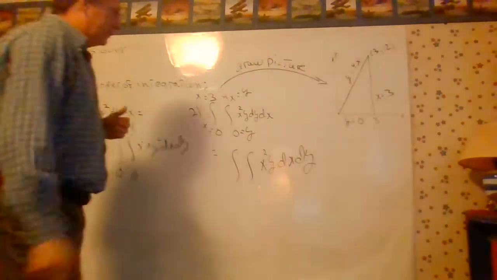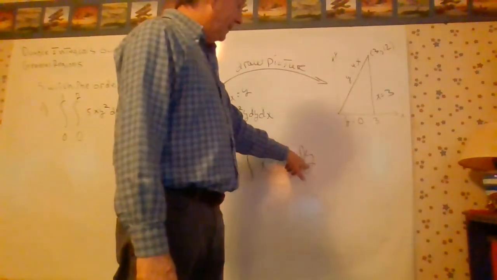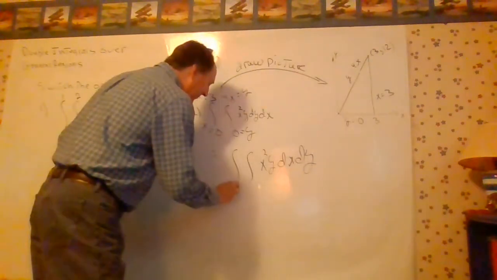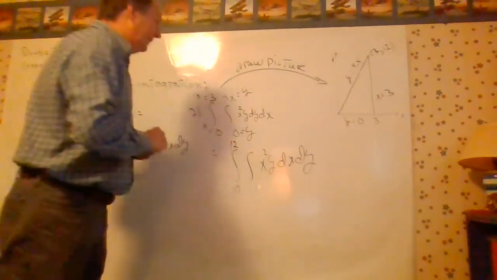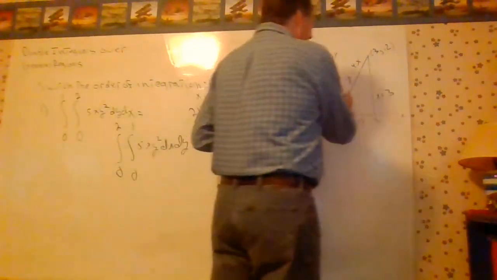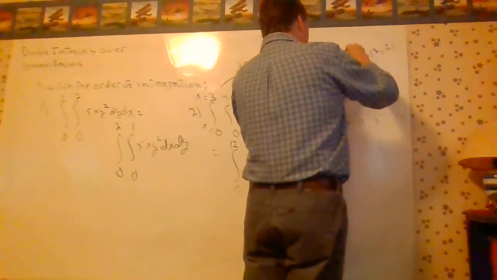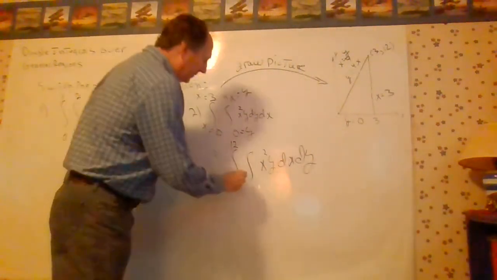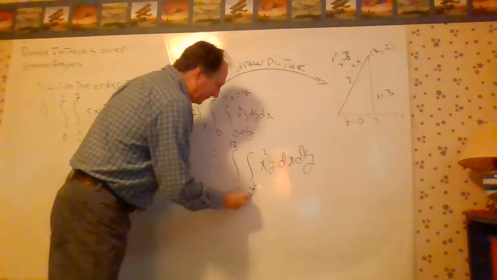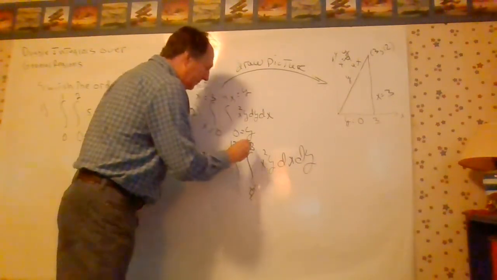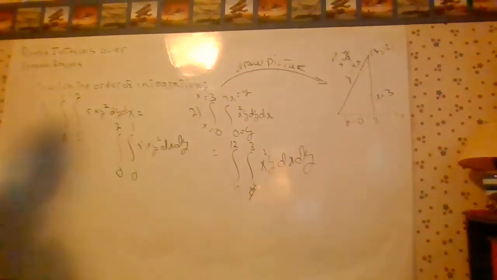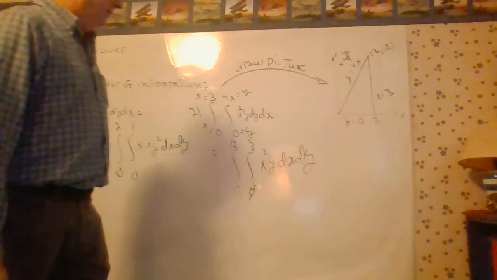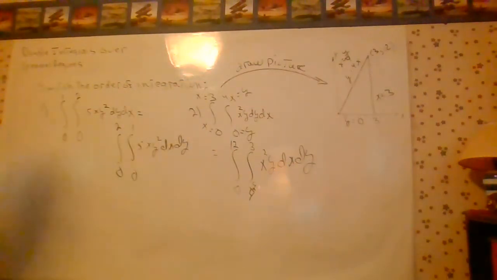So now we can switch the order of integration. Y's constant, that goes first. Y goes from 0 to 12. And then x goes from here to here. X over here is y over 4, and x over here is 3. So we have to go from y over 4 to 3. Okay, and you can go ahead and integrate that. I'm not going to bother you with the details. That's pretty simple. Let's go through one more example.